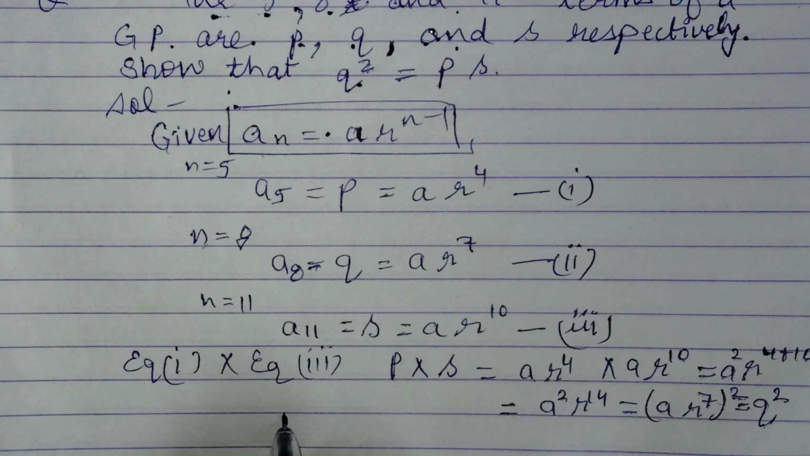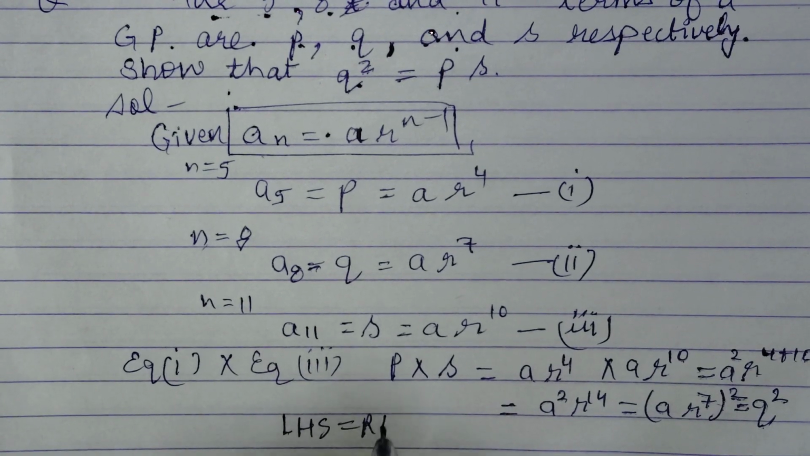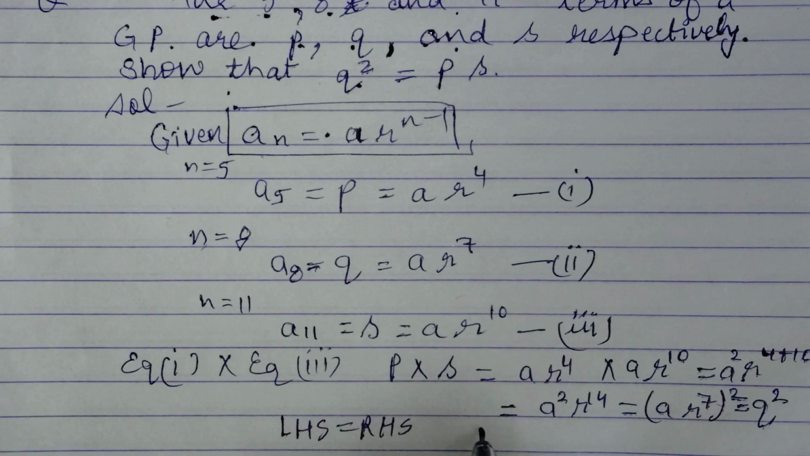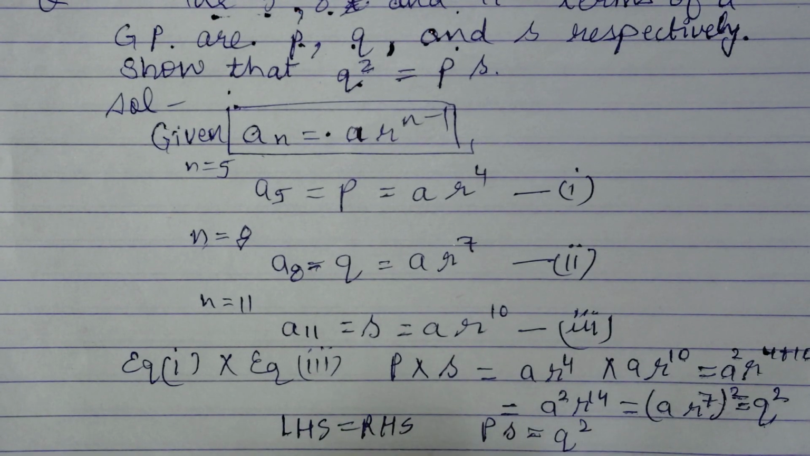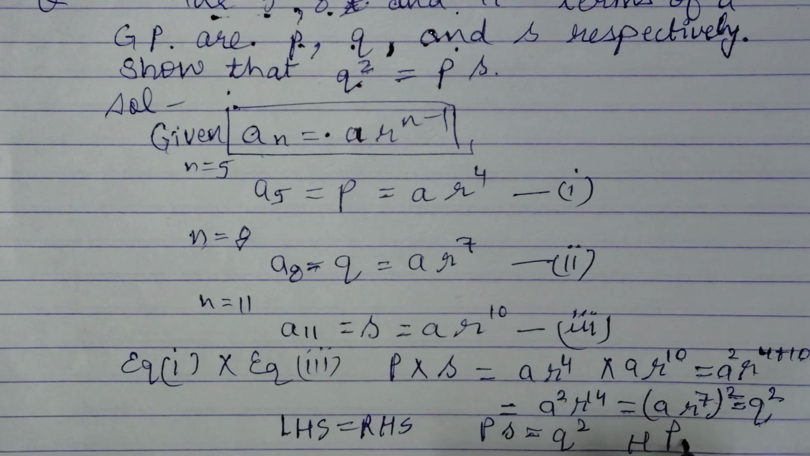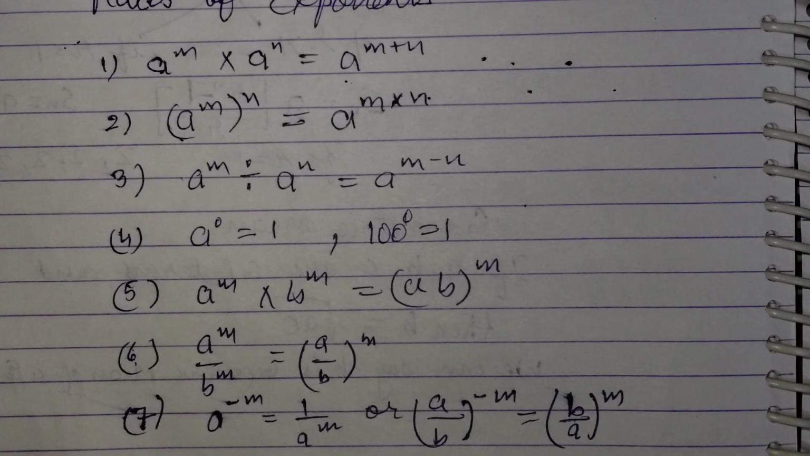Therefore we can say LHS equals RHS, or PS equals Q square. That has been proved. Hence proved. In the next part we will study it again.